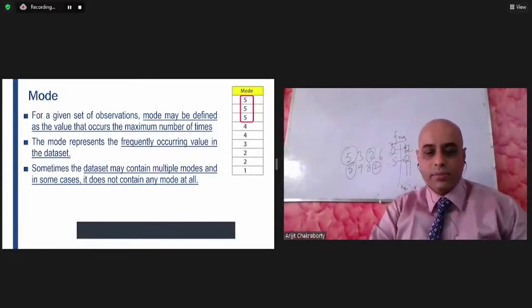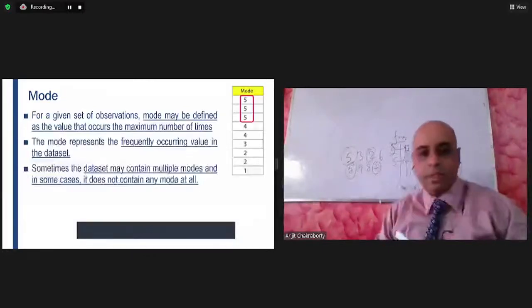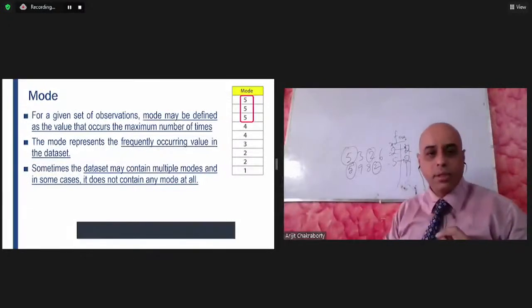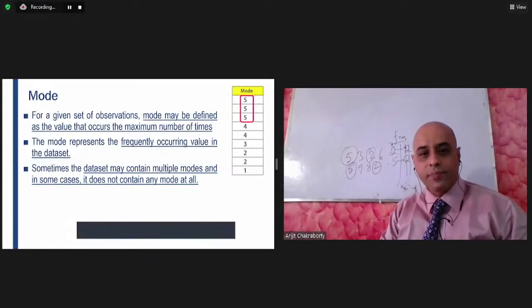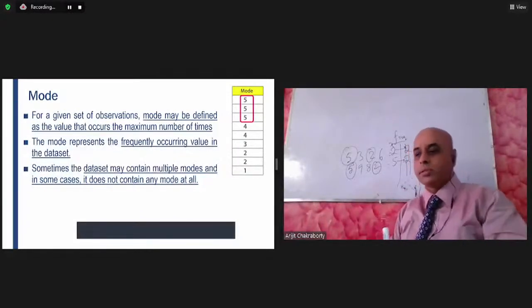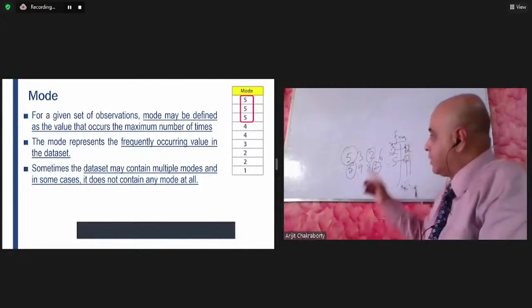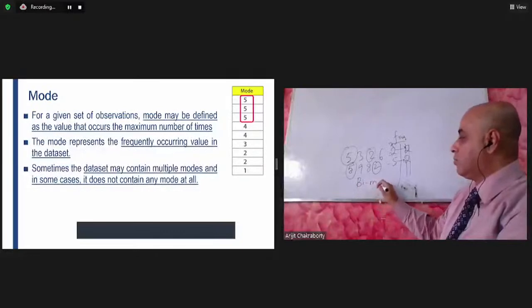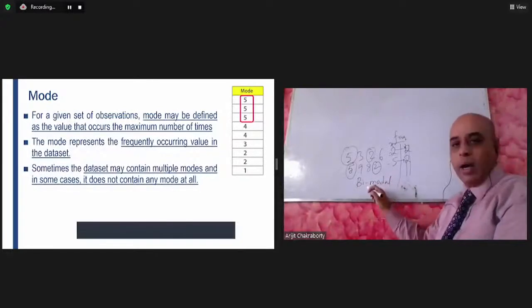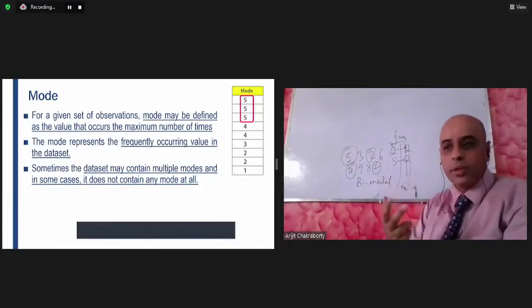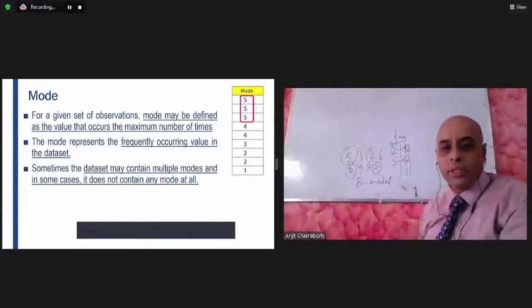So this is a case where there are multiple modes. In other words, it has 2 modes because both have the same frequency. Now there can also be a situation where there is no mode, that means all of them have the same frequency. This is called bimodal. Bi means 2, so bimodal means it has 2 modes. There can also be a situation where there is no mode.